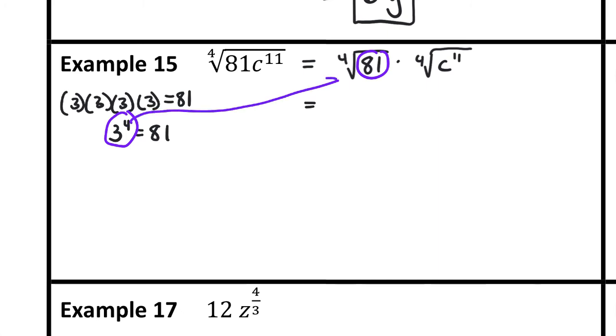So it's going to give me the fourth root of 3 to the power of 4.